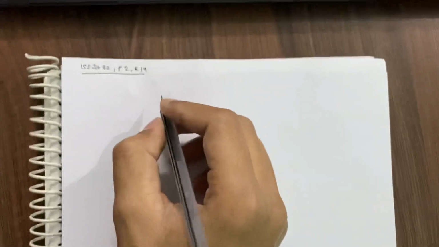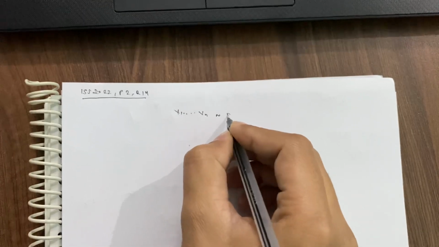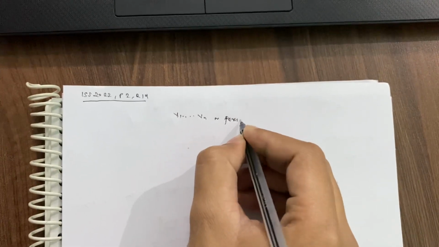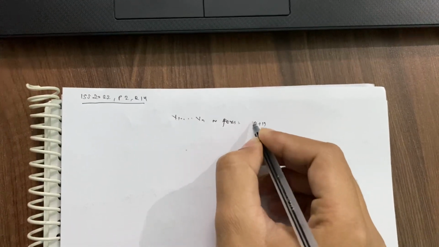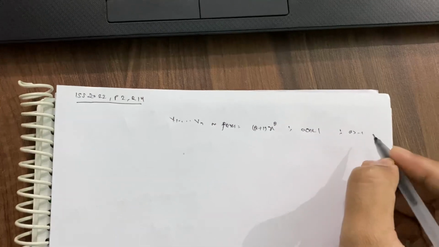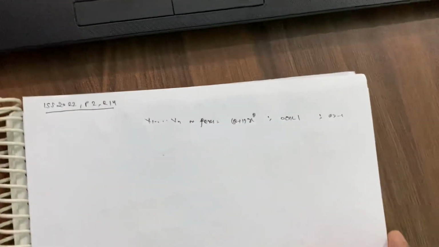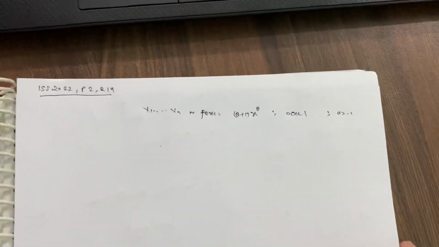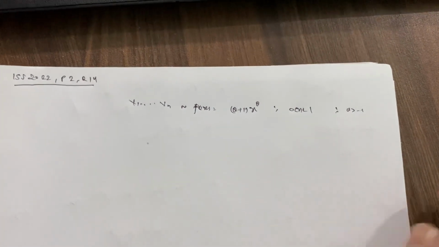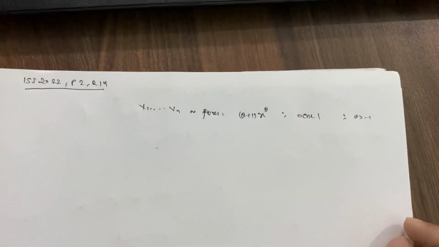So we have the following information. X1, X2, ..., Xn follow a density f(x) given by (theta plus 1) x to the power theta, where x is between 0 and 1 and theta is greater than minus 1. Now we need to find the MVUE. So what is an MVUE? MVUEs are basically functions of a sufficient statistic which are unbiased. So we first need to find the sufficient statistic.